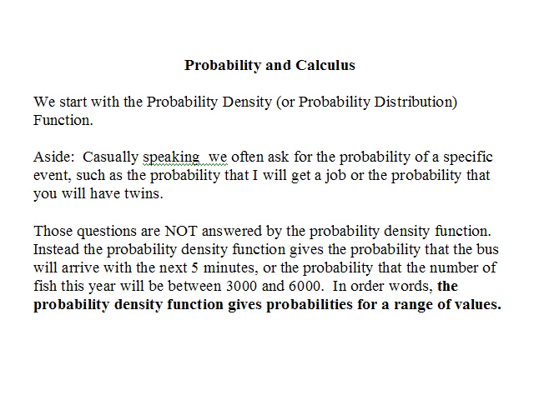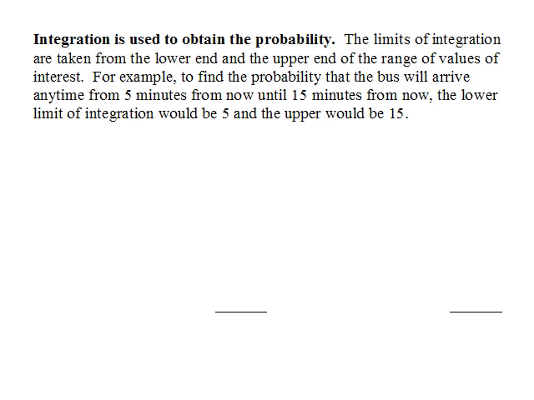Instead, the probability density function gives a probability that, for example, the bus will arrive in the next 5 minutes, or the probability that the number of fish returning this year will be between 3,000 and 6,000. In other words, the probability density function gives probabilities for a range of values. To find the values that we were talking about above, such as the probability that the bus will arrive in the next 5 minutes, requires integration of the probability density function.